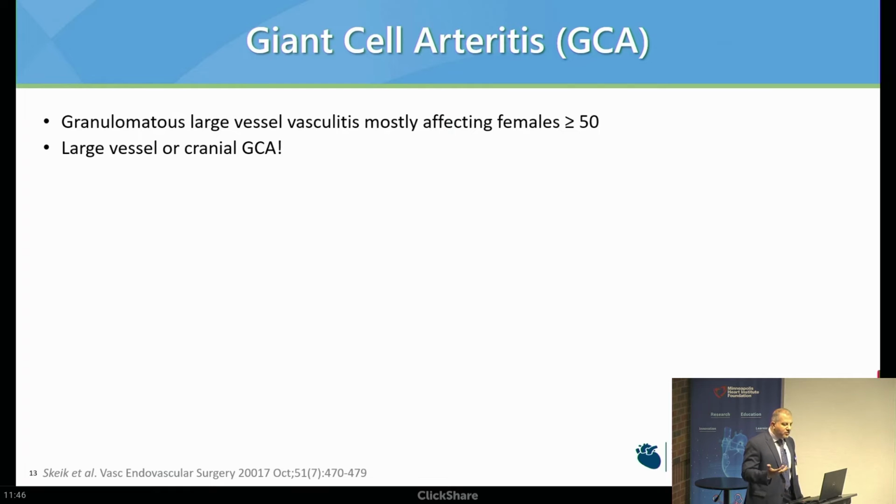It's a granulomatous large vessel vasculitis, mostly affecting females 50 years and above. There are 2 types, large vessel and cranial GCA. Cranial, in the past, we used to call it temporal arteritis. We don't use that term any longer. So it's either cranial, or large vessel, which could involve the major vessels as well as the aorta.